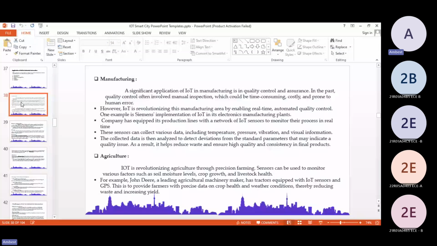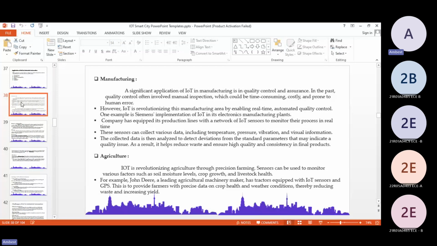it enables real-time, automated quality control. An example is the implementation of IoT in electronics manufacturing plants. The company's production line uses a network of IoT sensors. With these IoT sensors networking between devices, they monitor the processes as real-time events. These sense various data such as temperature, pressure, vibrations, and visual information.